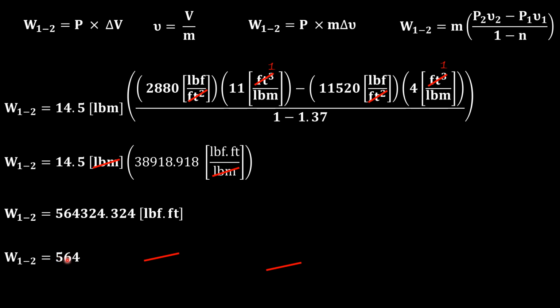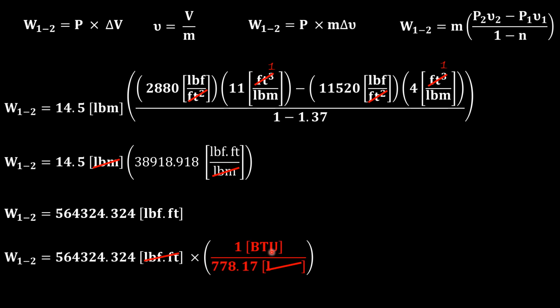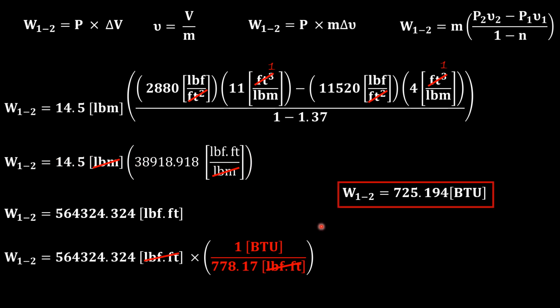And now we are asked to find it in BTU. So what we will do is use the conversion factor, where 1 BTU is equivalent to 778.17 pound force times feet. Pound force cancels with pound force, and that will give us the work from state 1 to state 2. So simply, this problem is easy. It's just the units are tricky, and you need to be careful when dealing with units. And that will be the answer for this problem.